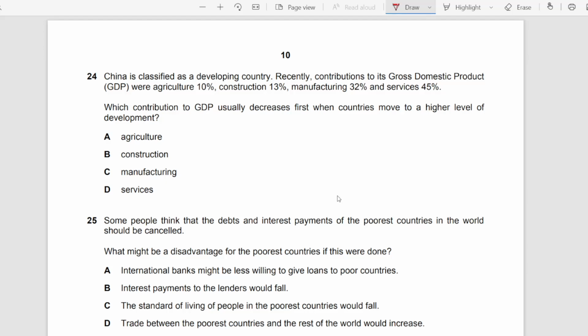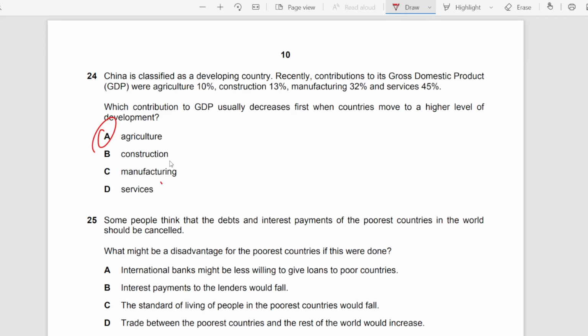So we can say agriculture will decrease the most, because as we move from primary to secondary, the secondary sector becomes more important than the primary sector. Less developed or developing countries usually have a very high proportion of their GDP being generated from the primary sector, which includes agriculture, farming, fishing, mining, etc. So of course agriculture would decrease first when countries move to higher levels of development.